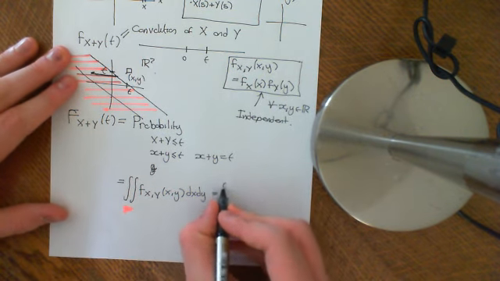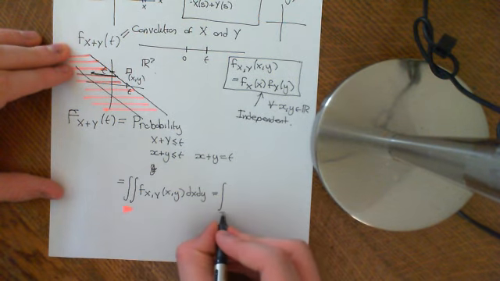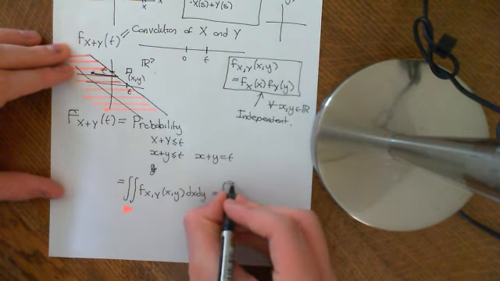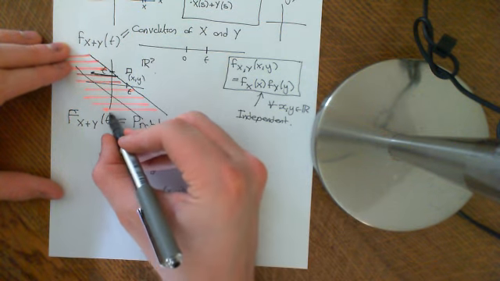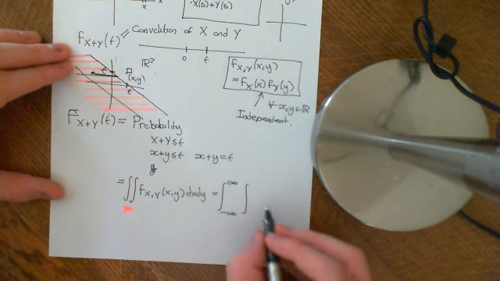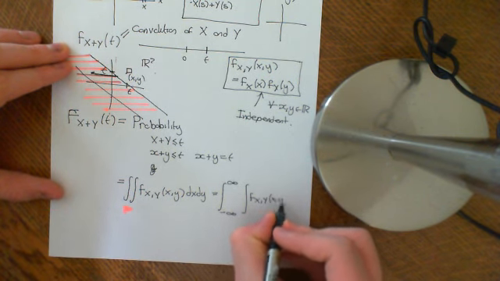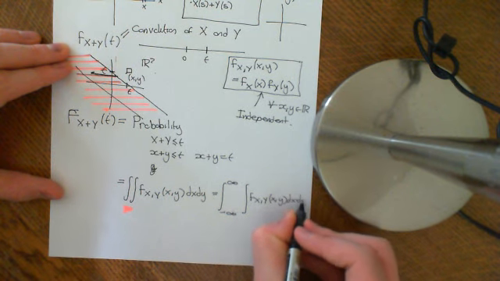Firstly, let's integrate y from negative infinity to infinity. So we go along and integrate y all the way from negative infinity to infinity, and then we're just going to alter the limits of integration for the x one. We're integrating this joint PDF evaluated at x, y, dx dy.